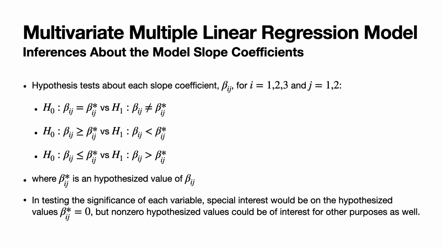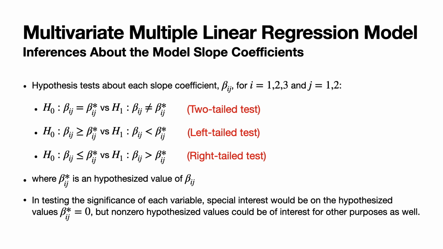Now, in terms of inferences about the various parameters, we typically want to test hypotheses about the model slope coefficients. And so hypothesis tests about each slope coefficient, beta ij, where i goes from 1 to 3. So these are the coefficients on the x's. And then for each response variable, j going from 1 to 2. As usual, we could do a two-tailed test. We could do a left-tailed test. We could do a right-tailed test for any or all of these slope coefficients.